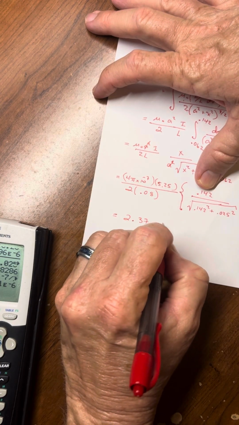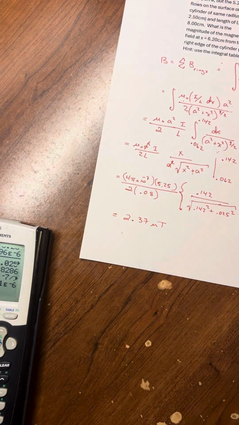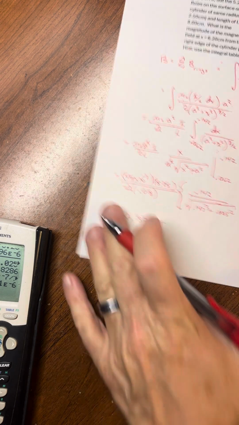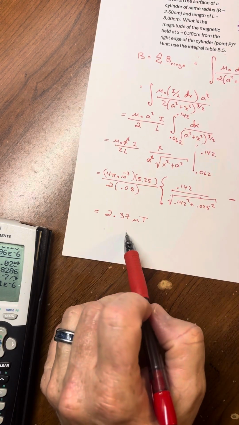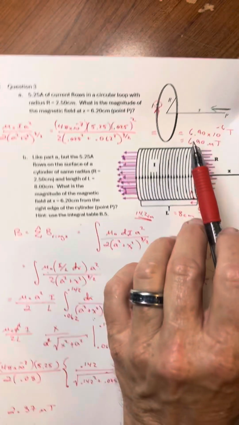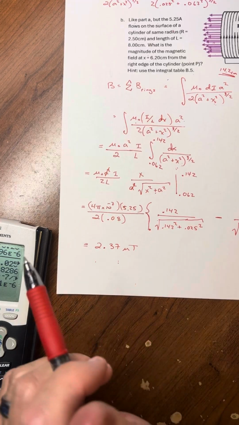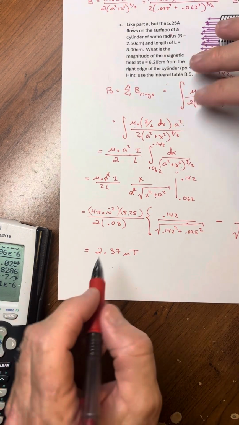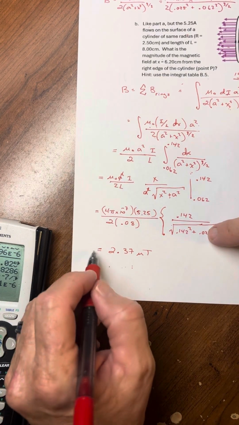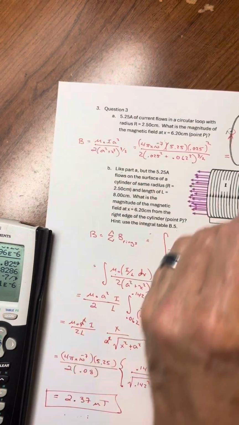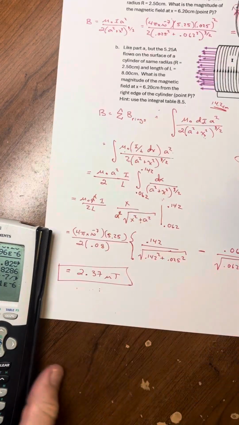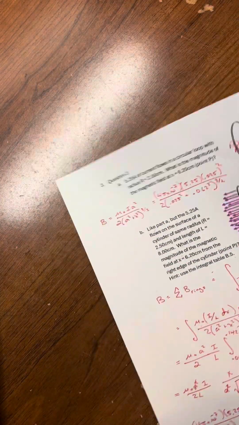2.37 microteslas. And we said we expected that to be smaller by a reasonable amount. I might even guess more, but I think we're on the right track here. And so there are our two field calculations from number 3.